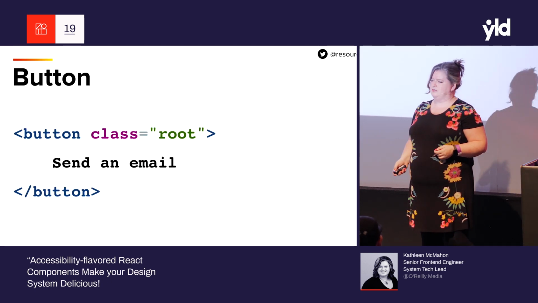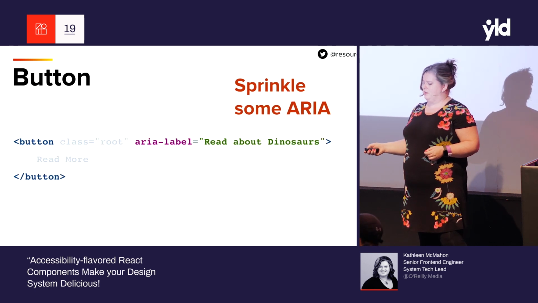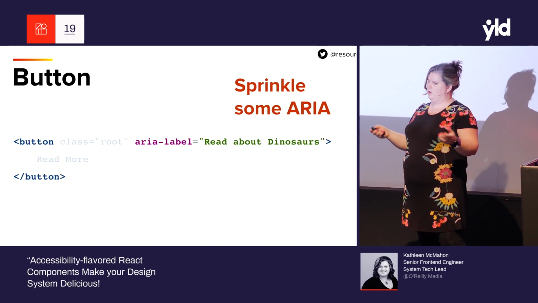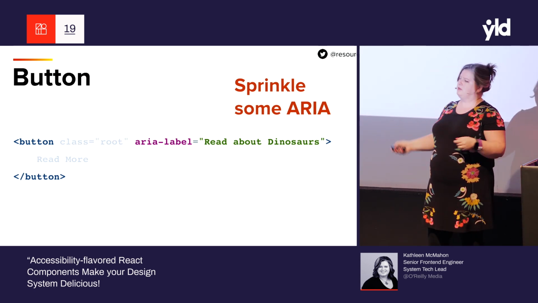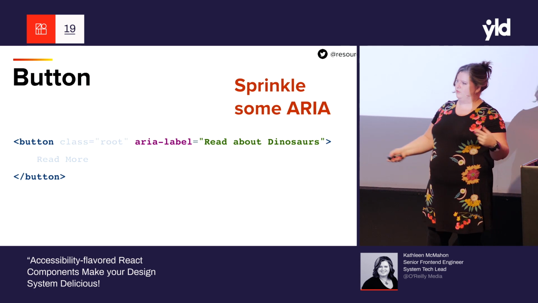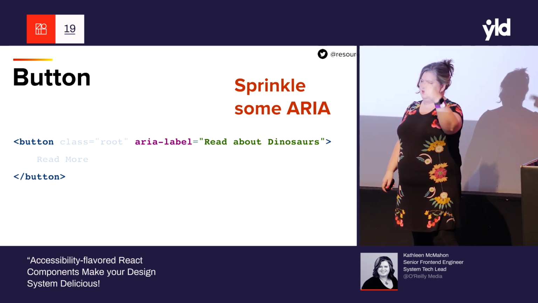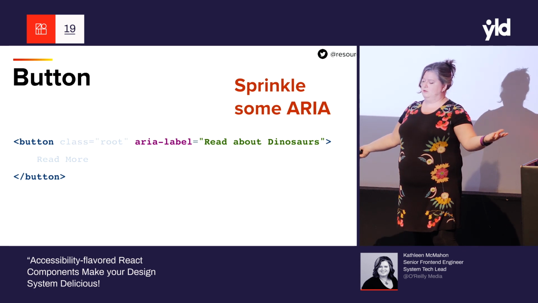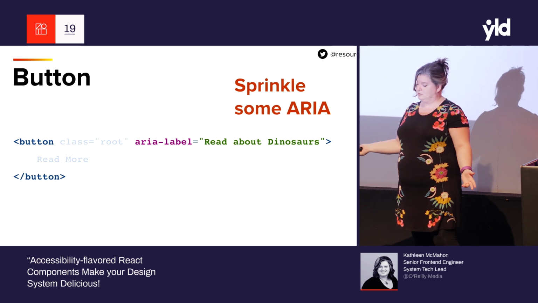Here's our high quality ingredient, the button element. And we're going to sprinkle a touch of aria on here to handle those edge cases when maybe you can't control the data that's coming in and you have 5 read more buttons on the page. If a screen reader user is scanning your page and they're looking at all the links at once and they hear read more 5 times, what are you reading more about? You can pass in an aria label here to read more about dinosaurs.